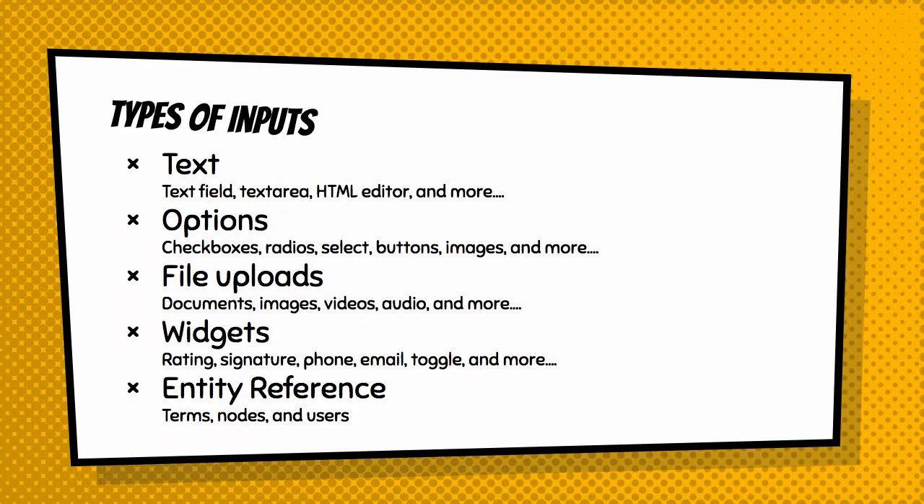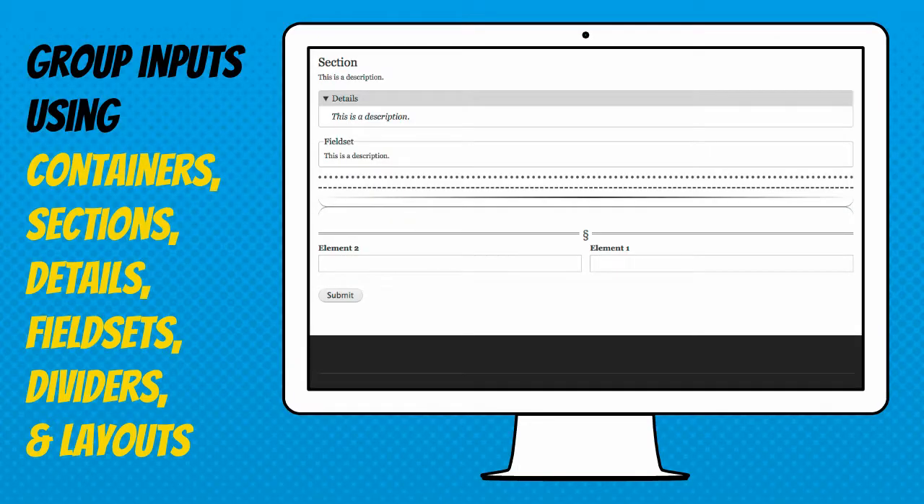And then finally, there is full support for entity references for site builders. That's where you can have a drop-down that lists out nodes on your site or users on your site. It references other content or information on your website.